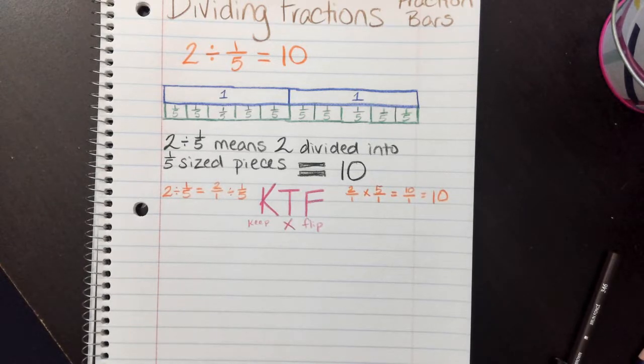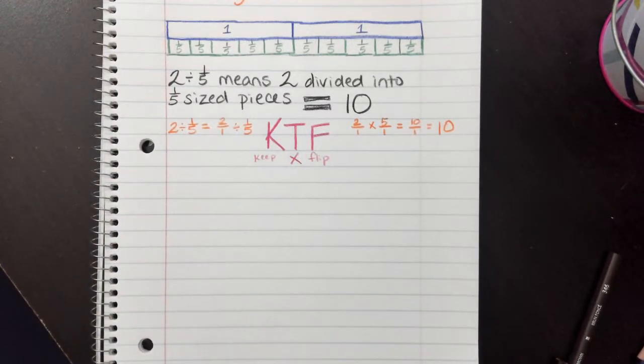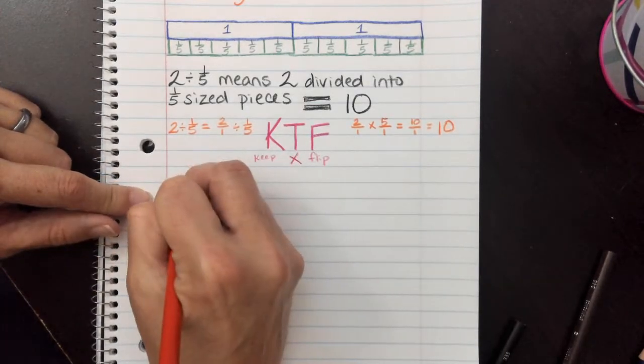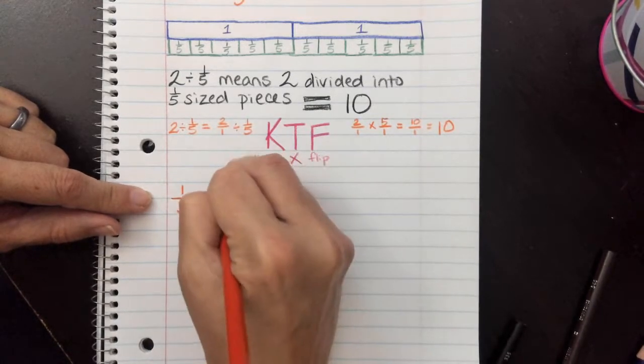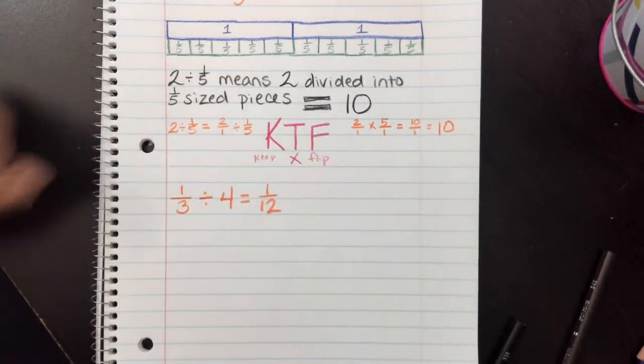Okay, so now I've shown it as a model, and I've shown how I would do it if I was just dealing with the numbers. Okay. And at the end, I will freeze it so that you can see the whole thing. The other sample problem we did was 1/3 divided by 4 equals 1/12.